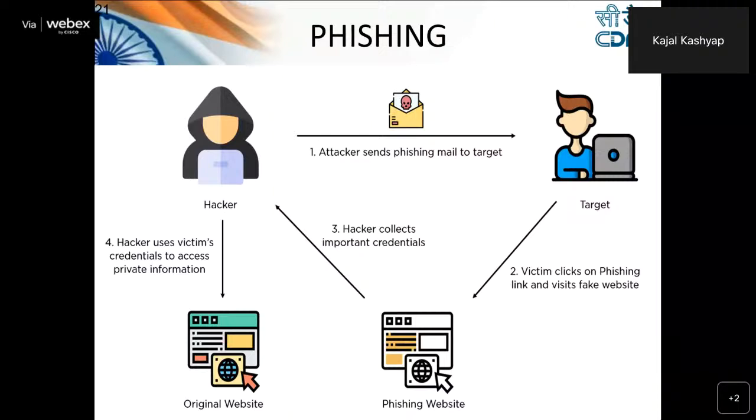First, attackers send phishing mails to the target, and the victim will click on the phishing link and visit the fake website. Like in the case of Gmail, he will think this is the original Gmail page and try to log in. Once he clicks on the sign in option, his username and password go straight to the hacker. So this is the scenario. Here the hacker will use the victim's credentials to access the private information on the original website.